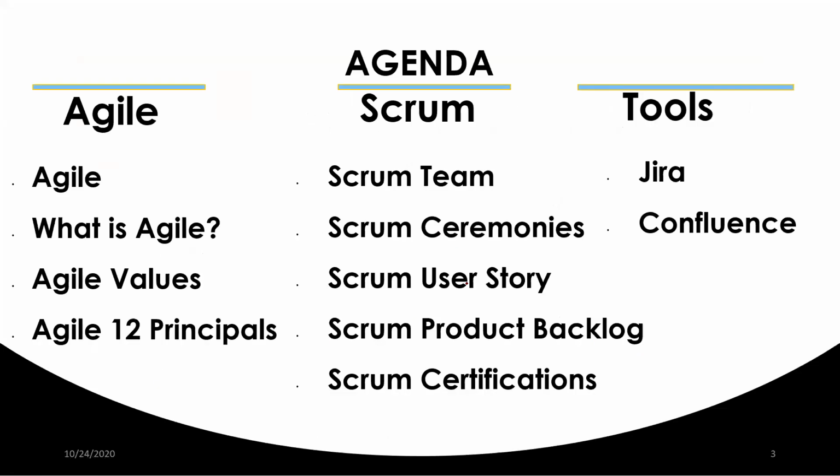And here's the agenda. What we'll cover is Agile: what is Agile, the Agile values, the Agile 12 principles, and we'll also cover Scrum. Scrum is a framework of Agile: the Scrum team, the Scrum ceremonies. We'll look at the Scrum user story, the Scrum product backlog, Scrum certifications, and the tools we use in Scrum, which are Jira and Confluence.